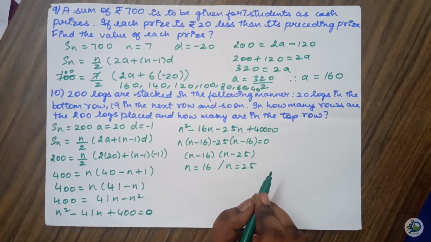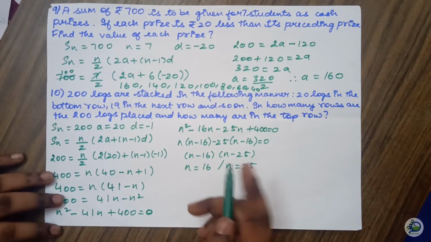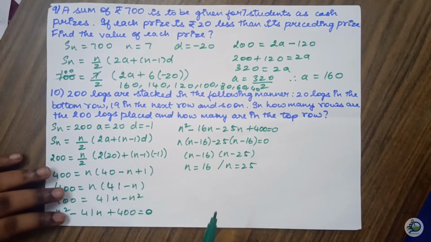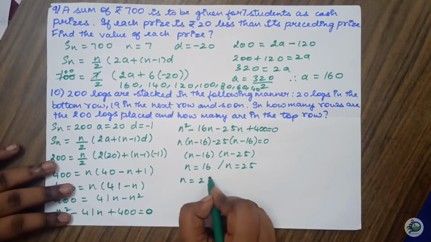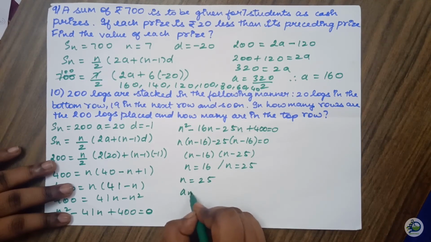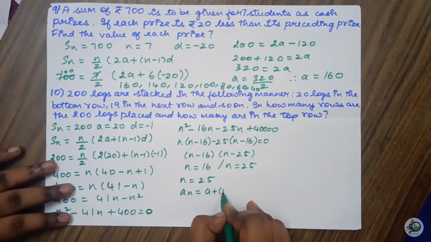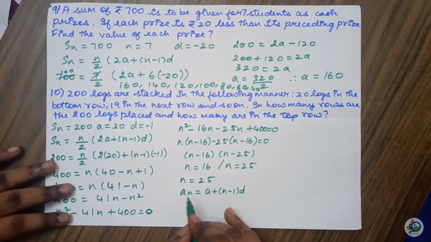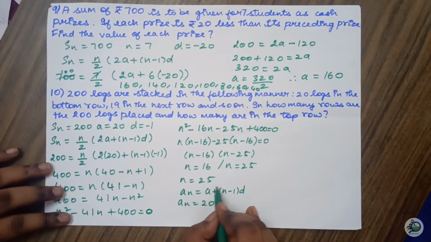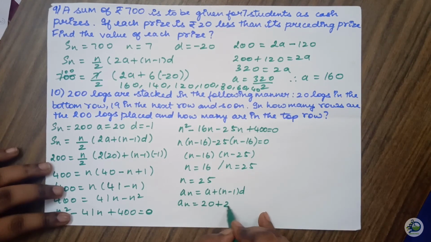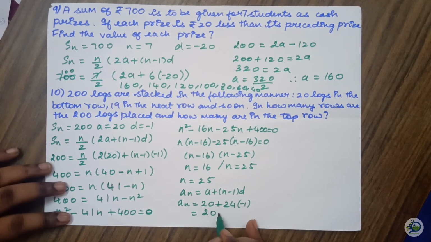First, we are going to substitute n is equal to 25 and check what the a25 value is. So when n is equal to 25, we are going to substitute in an is equal to a plus n minus 1 into d. So an is what we have to find. a is nothing but 20 plus, n is 25 here, so 25 minus 1 is 24 into d, which is minus 1. So here it is 20 minus 24, which is equal to minus 4.